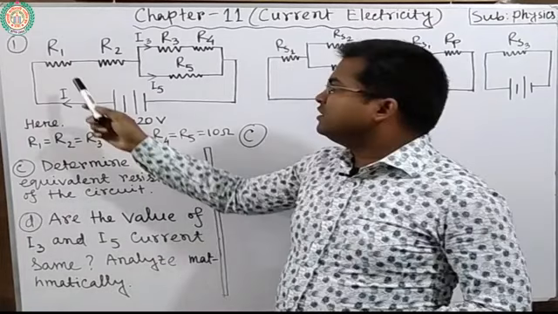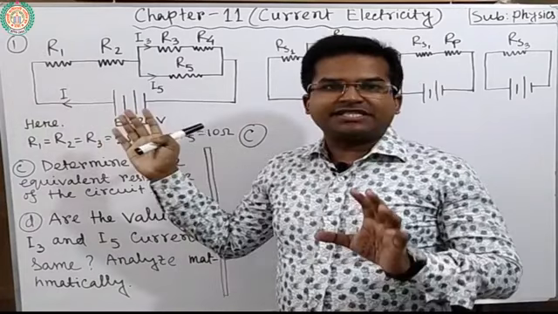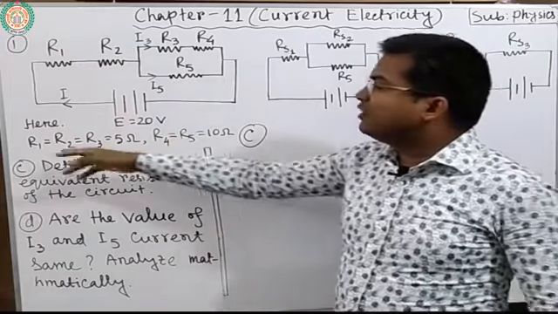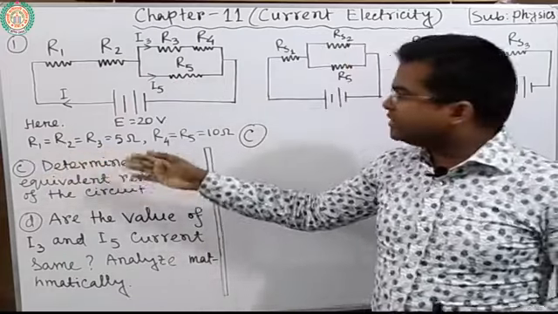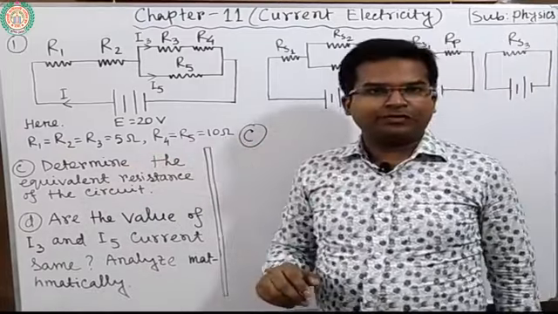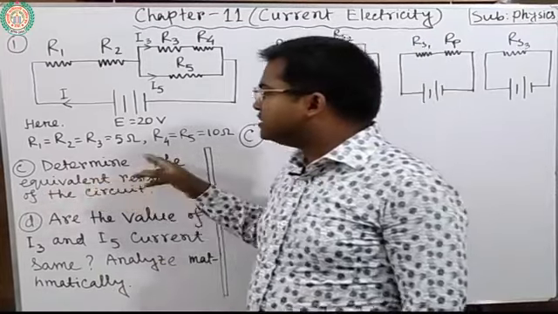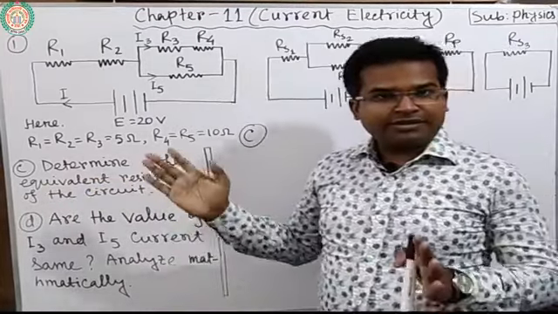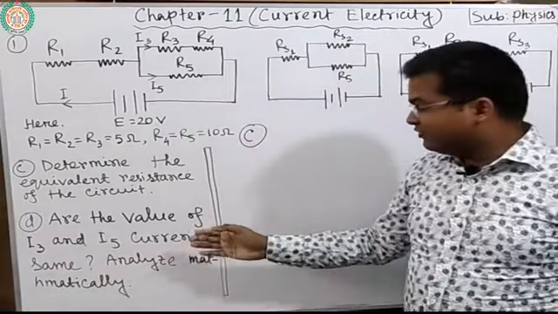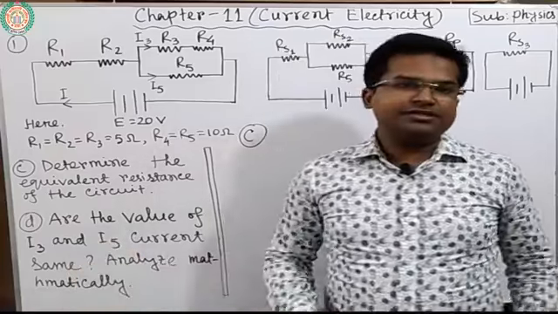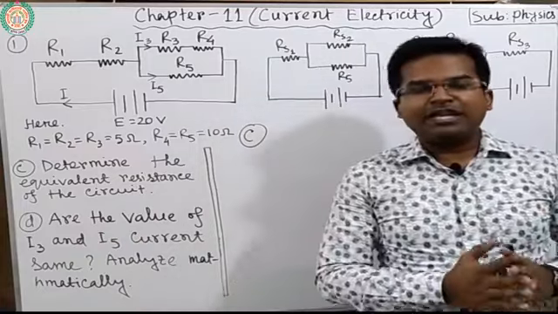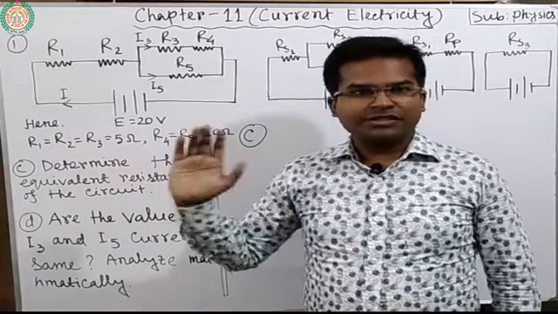This circuit is the main stem of this question, and there are 5 resistances present here. The value of R1, R2 and R3 is 5 ohm, and the value of R4 and R5 is 10 ohm. Question C asks to determine the equivalent resistance of the circuit, and question D asks: are the values of I3 and I5 currents the same? Analyze mathematically. So dear students, let's have a look at how we can determine the equivalent resistance of the circuit.